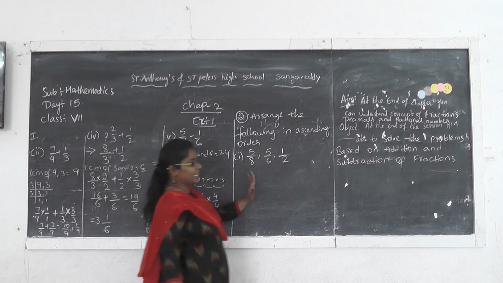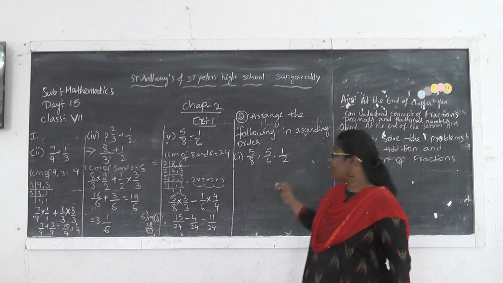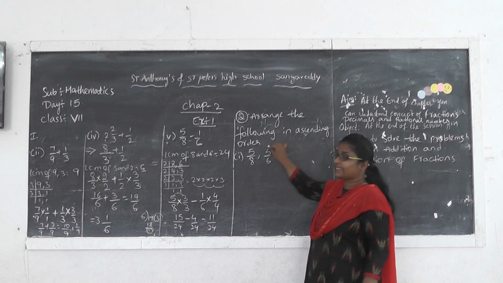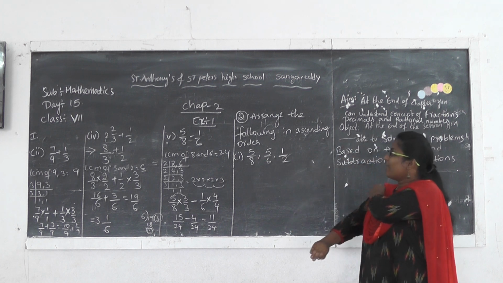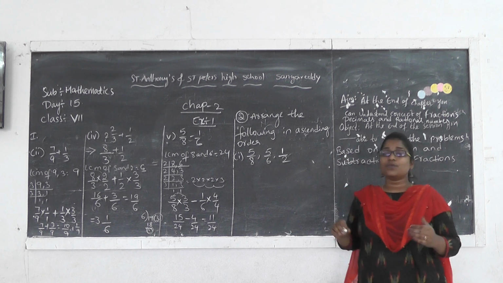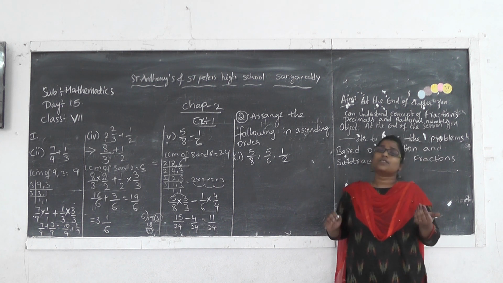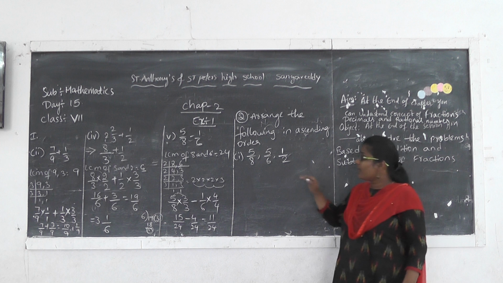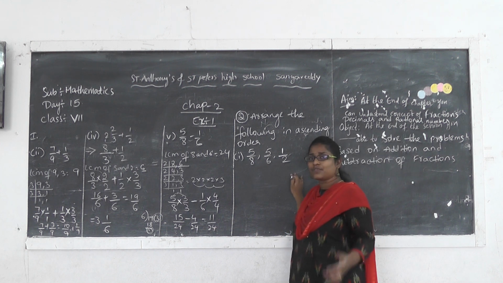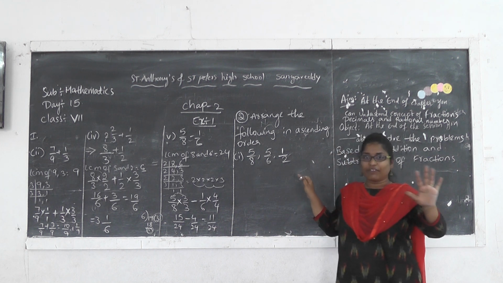Now next, second bit. Arrange the following in ascending order. They were given 5 by 8, 5 by 6 and 1 by 2. These we have to arrange in ascending order. Ascending order means what? Small to big. But whenever we have unlike fractions, we cannot compare the fractions directly.